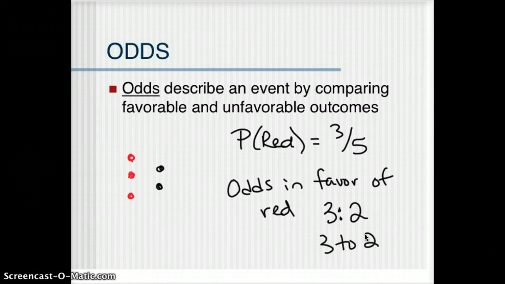Okay. So the odds in favor of red, we're comparing favorable to unfavorable, so 3 to 2. Well, the probability of red is 3/5. The odds for red are 3 to 2. So I want you to notice that distinction.